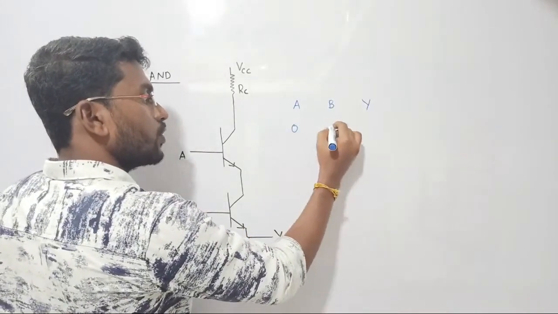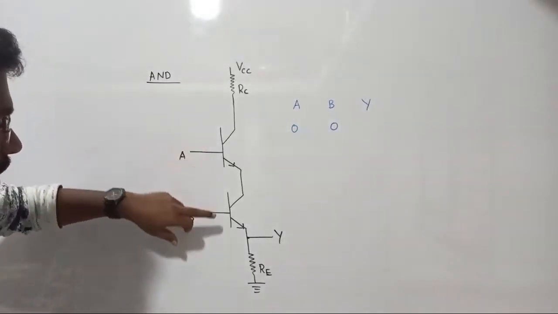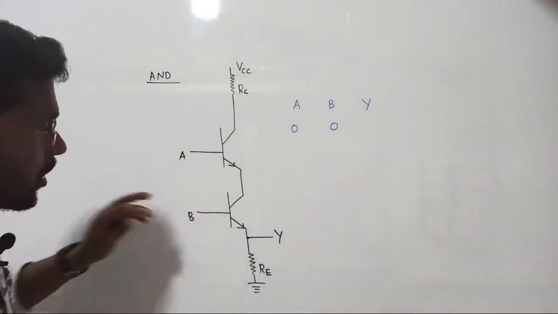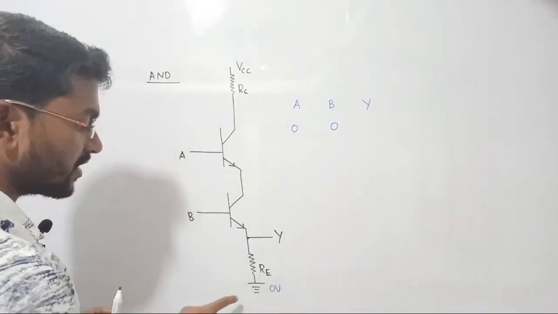When we are giving 0 0, guys listen, just observe, when I am giving 0 0, both the circuits are going to be open circuit. If both are open circuit, then what will happen? Still we have zero voltage here. Listen, that is ground potential.